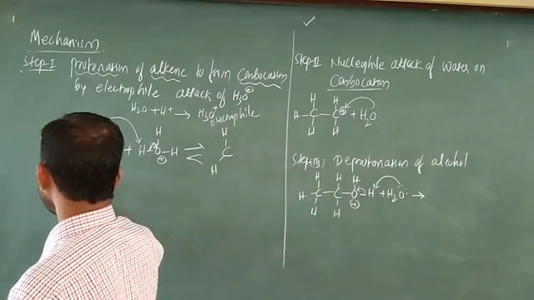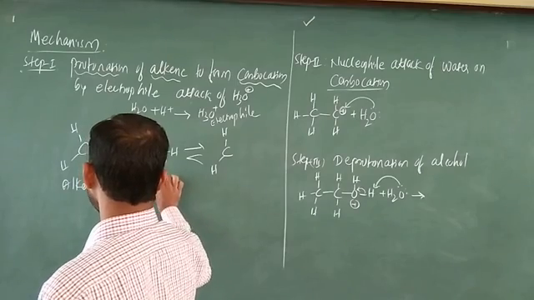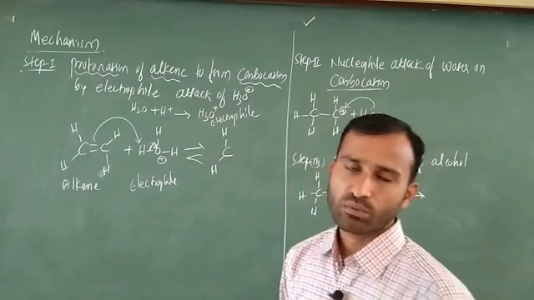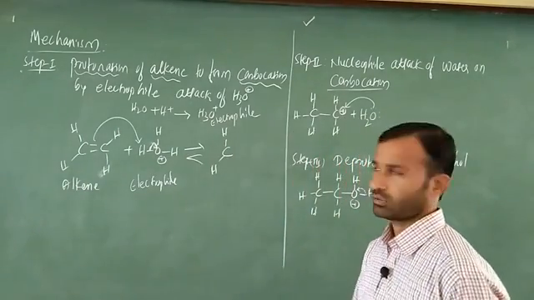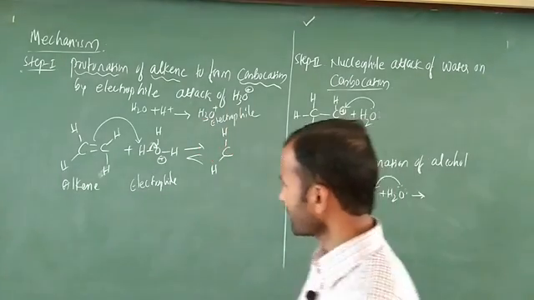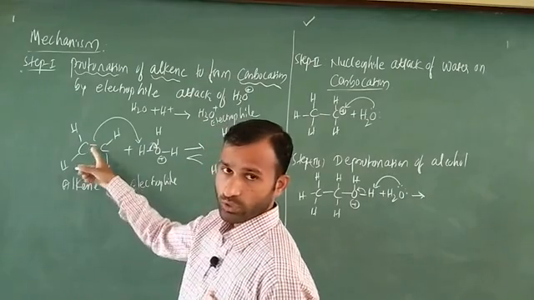What is the name of this one? Alkene. After that, the electrophile is there, this H3O plus, which acts as an electrophile. H3O plus is called the hydronium ion. In this case the alkene is electron rich. You know very well about that.